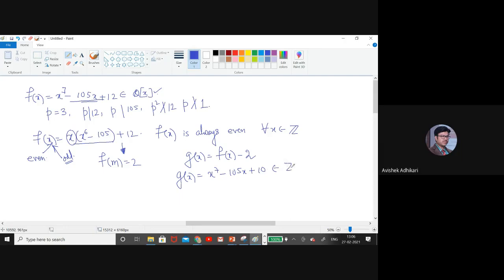This belongs to Z[x]. Now by Eisenstein criterion, you can see that g(x) is irreducible in Q[x] as well as in Z[x]. So here p is my 5. That means this is irreducible. So if this is irreducible, then it will be clear that you cannot have a root, since this is an odd degree.